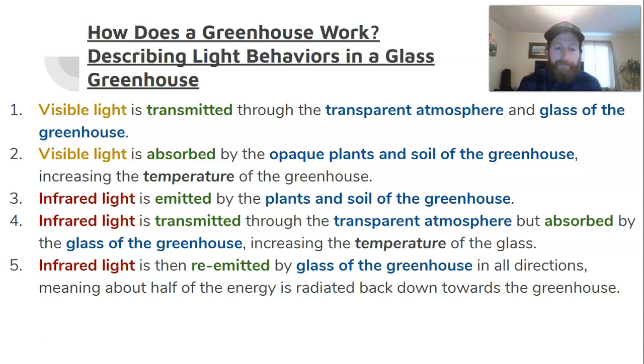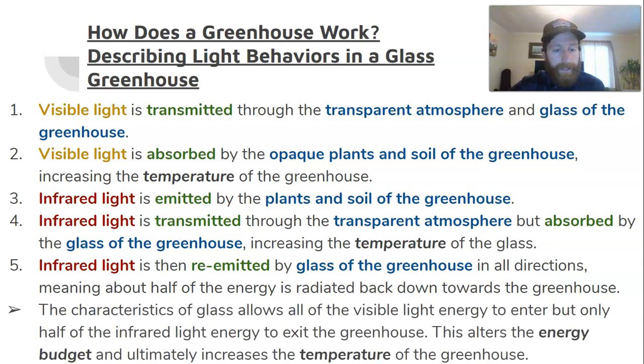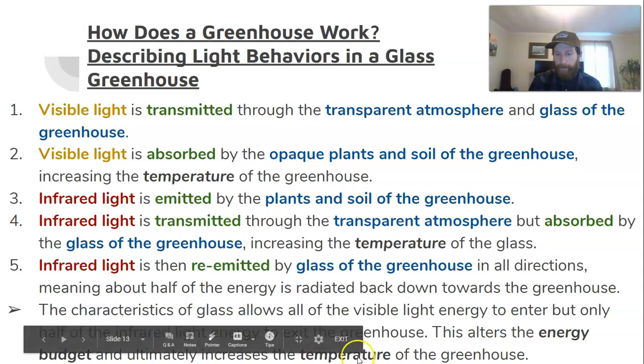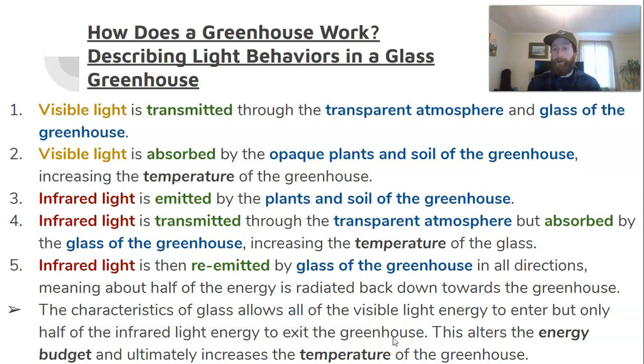And this means that about half of the energy is radiated back towards the greenhouse. The characteristics of glass allow all of the visible light energy to enter, but only about half of the infrared light energy to exit the greenhouse. This alters the energy budget and ultimately increases the temperature of the greenhouse by trapping in half of that incoming energy. Think of it this way, it's kind of like if you had the same amount of money going into your bank account, but only half as much leaving, your bank account would be bigger. In that case, your bank account is like the temperature.